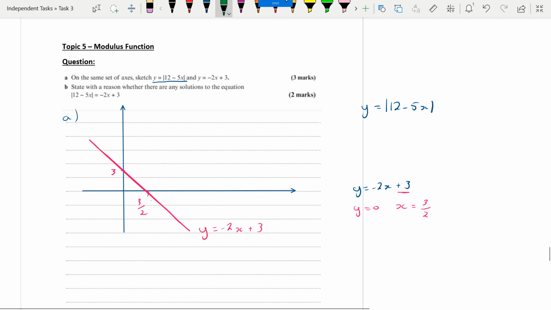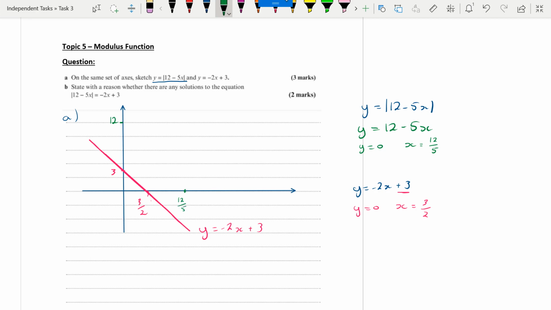The harder one for me to plot is this one. Let's imagine instead I was looking at this. It's going to cross at 12, so 12 will be all the way up here somewhere. That's my first bit. The second bit is, let's do when y is 0 and solve for x. X would be 12 over 5, which is obviously 2.4, which is further across. So if that's 1.5, 2.4 is going to be roughly about here. So that's going to be 12 over 5.